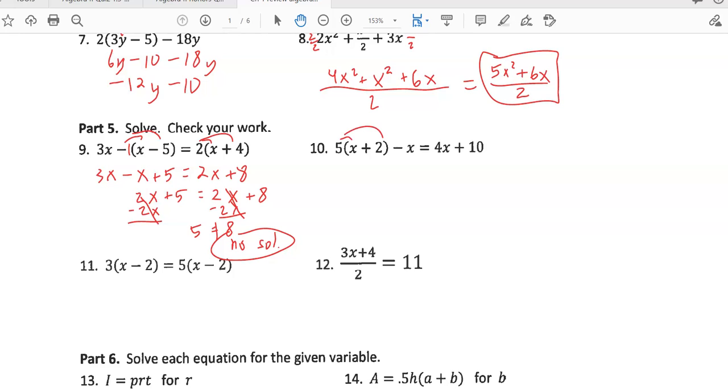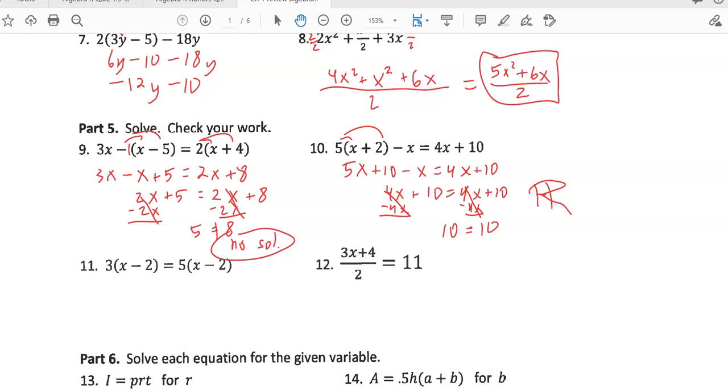Distribute over here. So this would be 5x plus 10 minus x equals 4x plus 10. I have a feeling something weird's going to happen here. 4x plus 10 equals 4x plus 10. Subtract 4x. You get 10 equals 10, which is always true. So this solution is, we would just say all reals. Typically, we use the symbol for all reals.